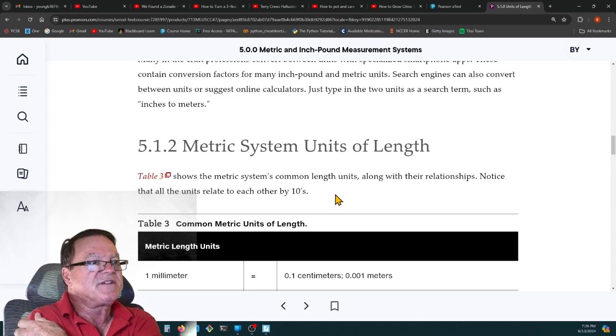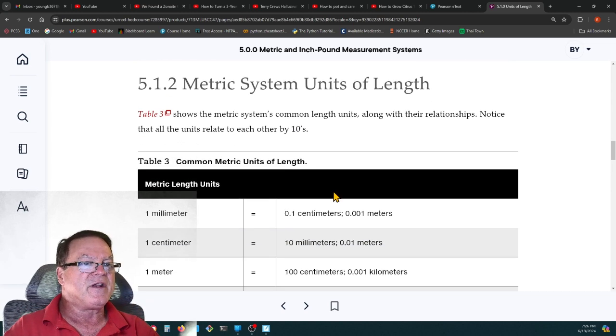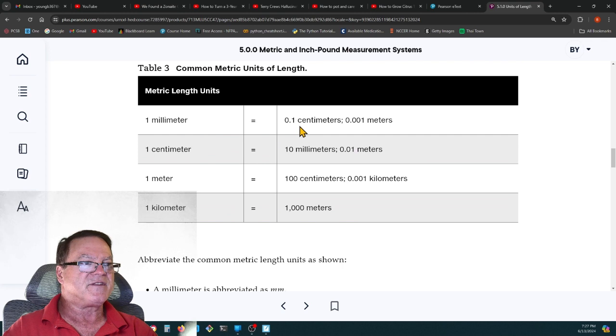5.1.2 Metric system units of length. Now they're going to use meter, and they'll either use millimeter, that's 1/1000th of a meter, or centimeter, which is 1/100th of a meter, or decimeter, which is 1/10th of a meter. This is saying a millimeter is 0.1 centimeters or 0.001 meters. A centimeter is 10 millimeters or 0.01 meters. It's 1/100th of a meter.